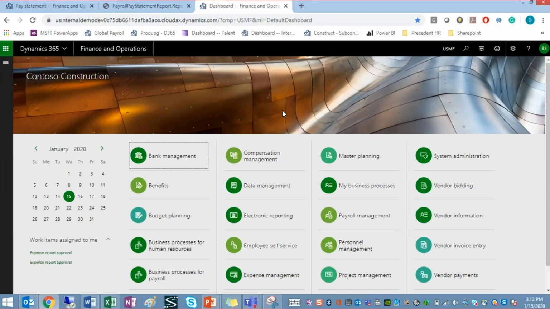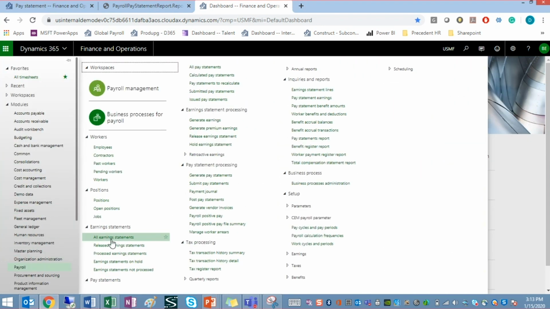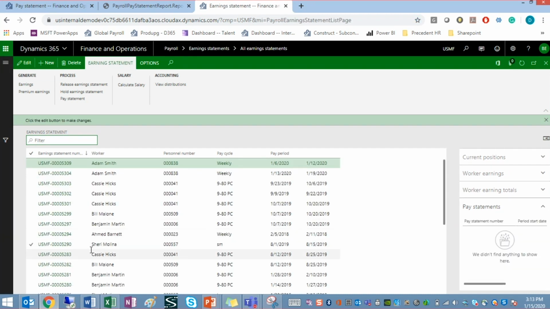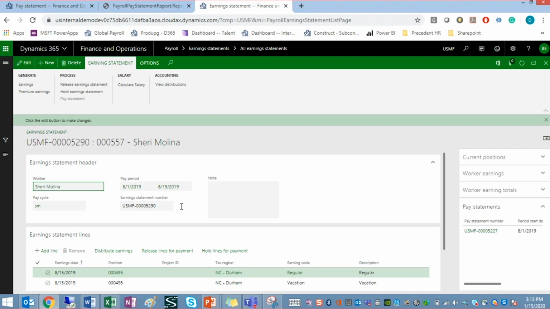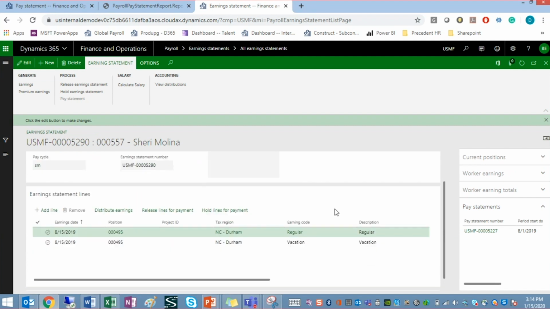So the first example I'm going to show you is a full-time salaried employee who is going to be getting her pay generated directly from her salary. So if we go into our payroll system, we're going to go right into our earnings statements, and we are going to look at the earnings statement for our employee. As you can see on this earnings statement, it's going to tell you the worker's name, her pay cycle, which for this employee is semi-monthly, the pay period, and the earnings statement number.